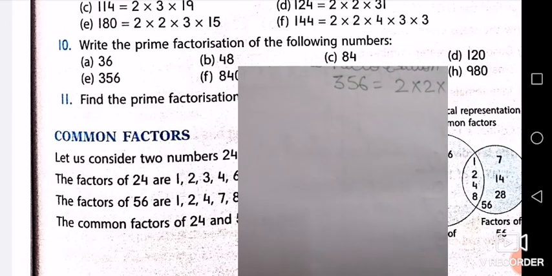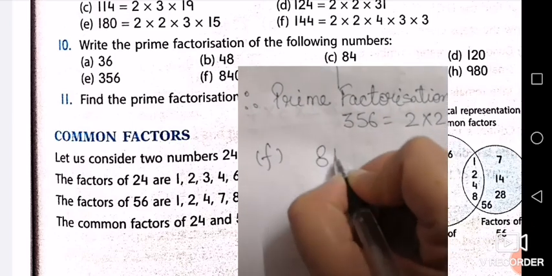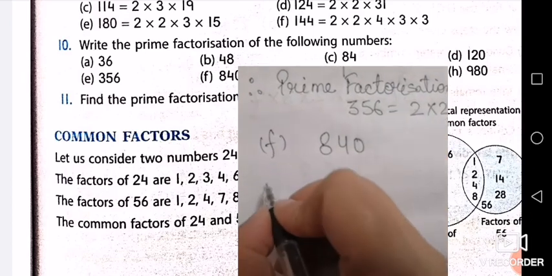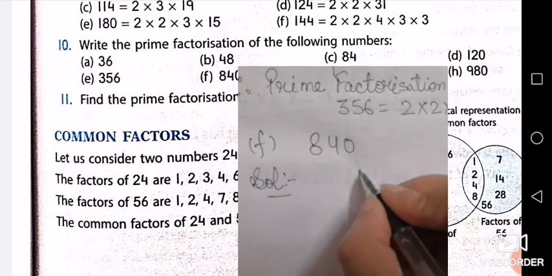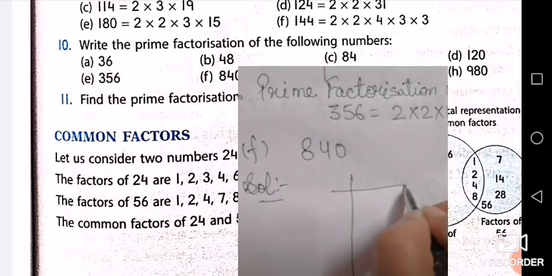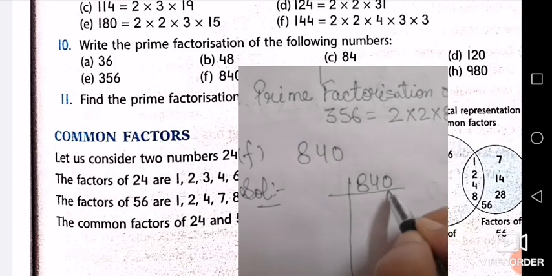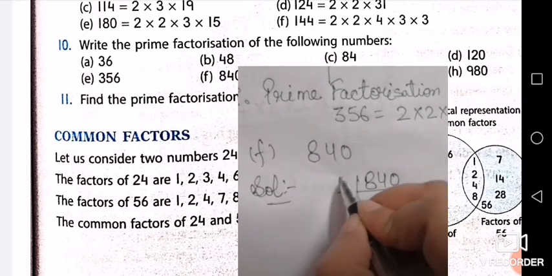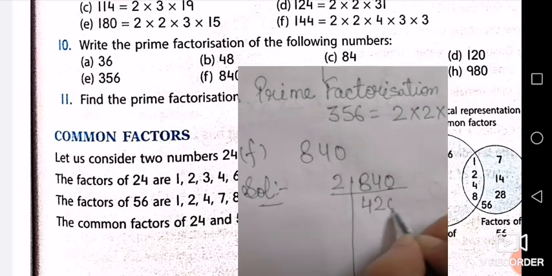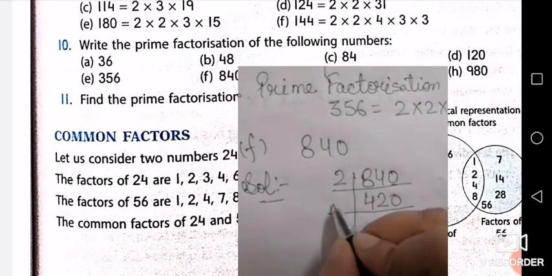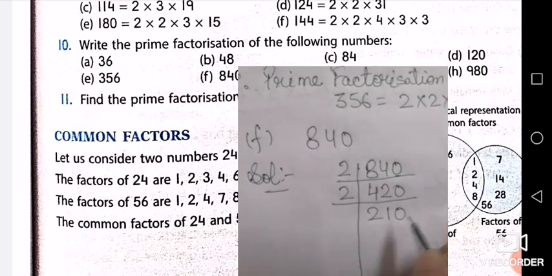Now move on to the next question, which is F. F is 840. Now you have to find the prime factorization of 840, which is a little bit bigger number than the earlier one. So again you can see on ones place you have 0. So it will start with 2. 2 4s are 8. 2 2s are 4 and then 0. Start with 2 again. 2 2s are 4. 2 1s are 2 and then 0.